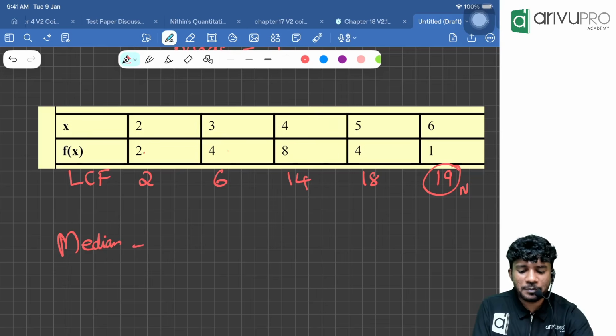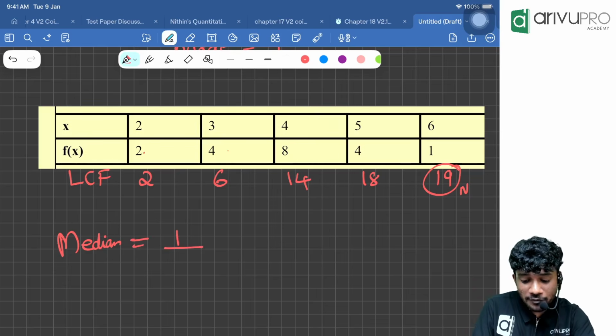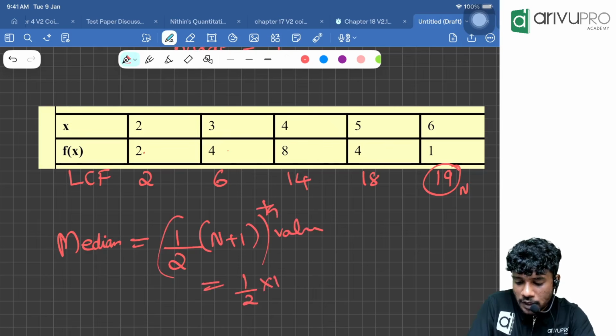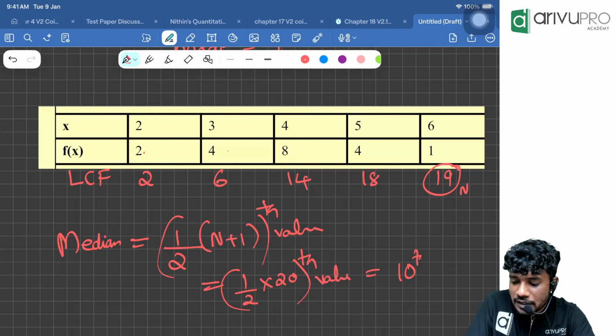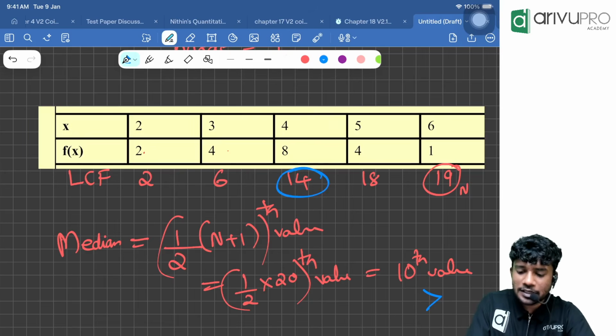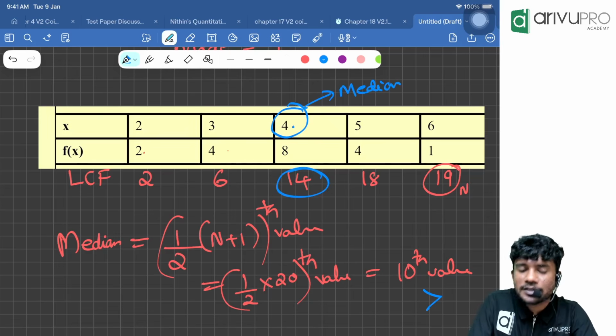Now in order to find median for discrete grouped data, the formula was very simple, the same formula: 1 by 2 into n plus 1 th value. Tell me, that is 1 by 2 into 19 plus 1, how much? 20. 20th value, that is nothing but 10th value. Now tell me which cumulative frequency is greater than 10. That is 14. The corresponding x value is our median. So what is our median?